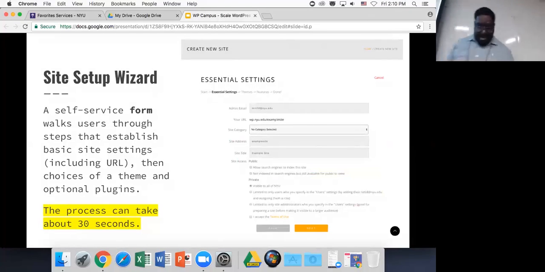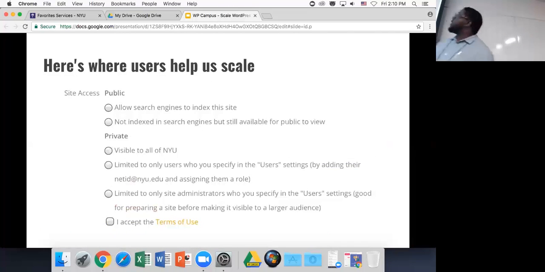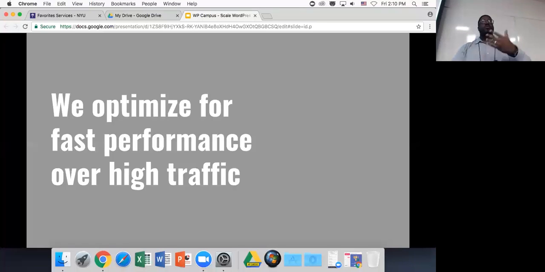And here's what's key. I want to zoom in here because this is how our users help us scale. By them picking how their site is going to work, like let's say they pick, "I really only want this visible to NYU," or "I want this only to users who I specify," that is key in helping us assess what we have to do.